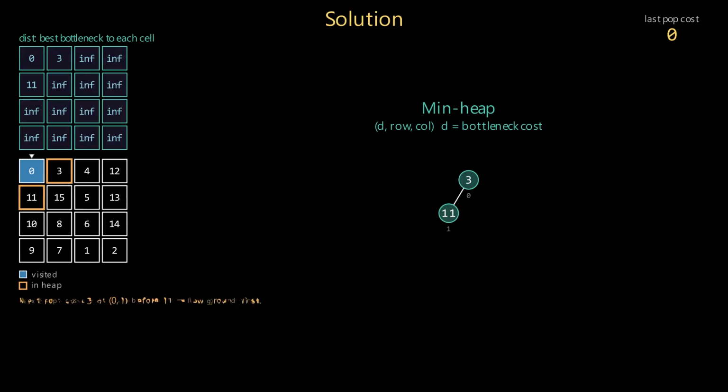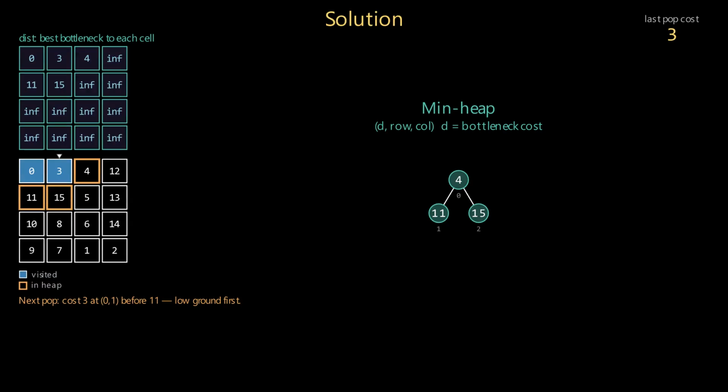Next we pop cost 3 at the top neighbor. Even though 11 was already in the queue, 3 is smaller, so we explore the gentler cliff first. That is why a min heap is the right waiting line, it always serves the cheapest bottleneck next.